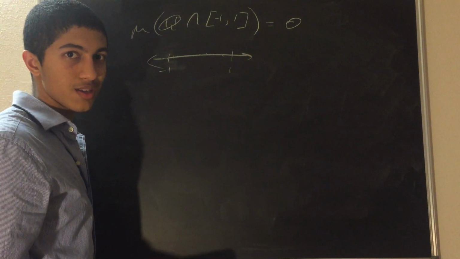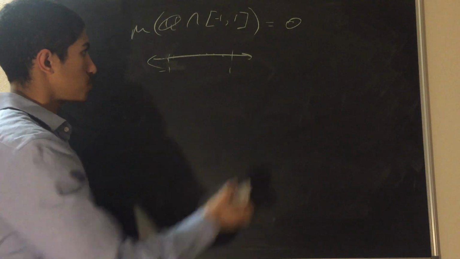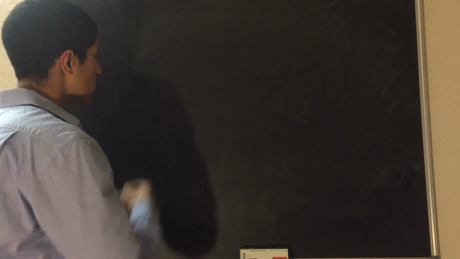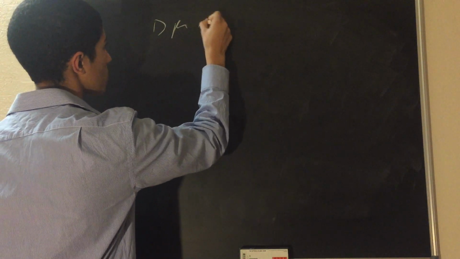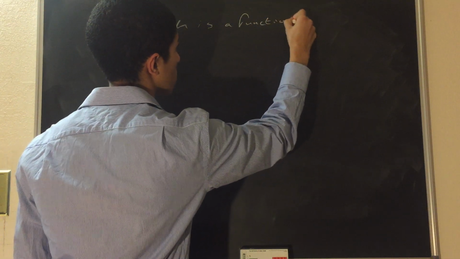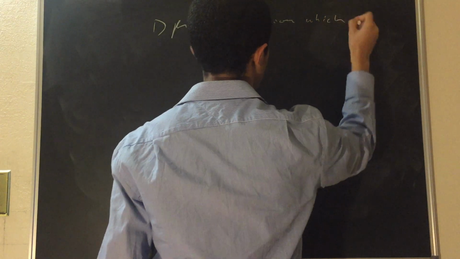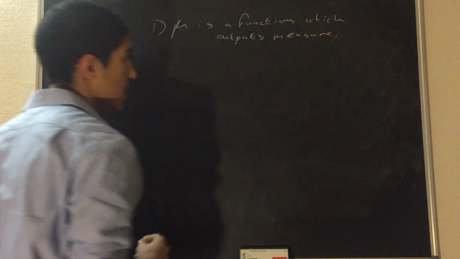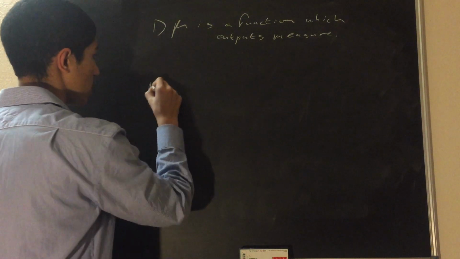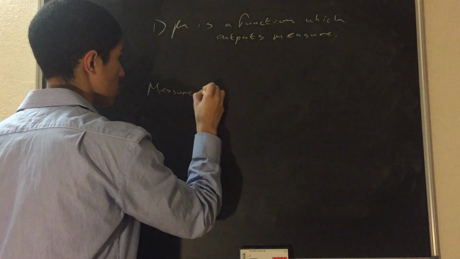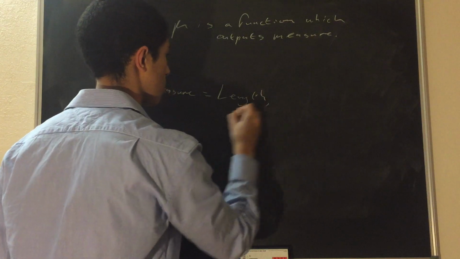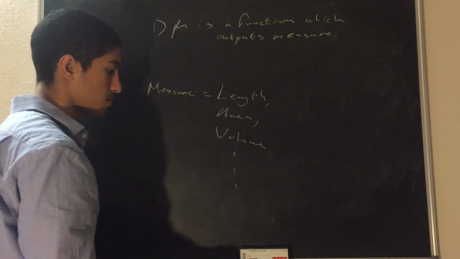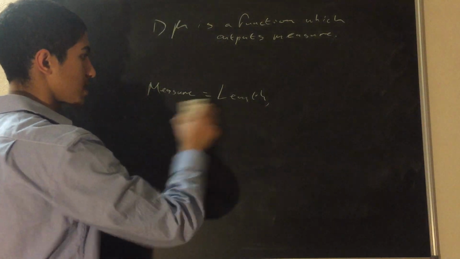But what we need to do now is talk about the properties of our measure and define some properties and some restrictions on our concept of a measure. So the first property is quite simple. Mu is a function which outputs measure. And measure for us is defined as length, area, volume, and any other higher dimensional relative of these three that exists.